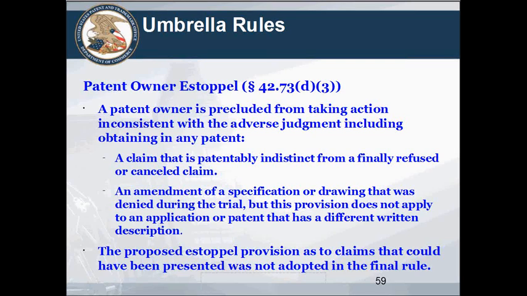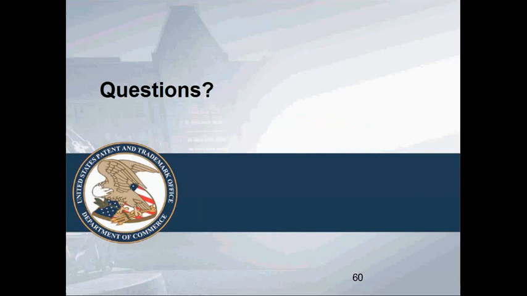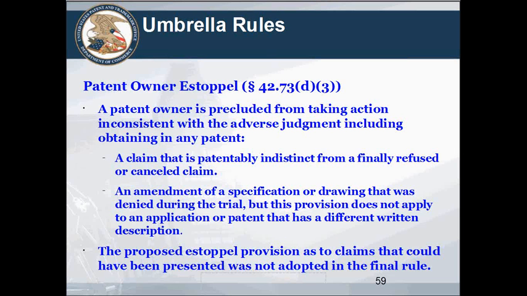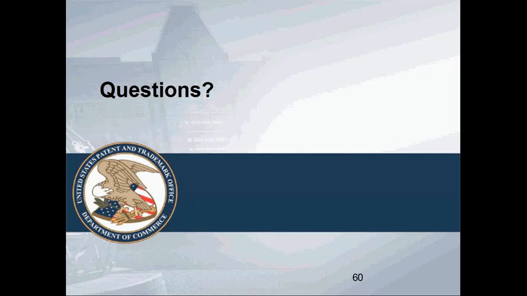Also, the patent owner could not come in and amend a specification or drawing that was denied during the trial. But this provision will not apply to an application that has a different written description. If you're going with a continuation that has the same written description and you ask to amend before the board and the board said no, then you're not going to be able to skirt around that by doing it when you're back before the examiner. And again, at the bottom, we point out that the proposed estoppel provisions as to claims that could have been presented were in the proposed rule, but were not adopted in our final rule.